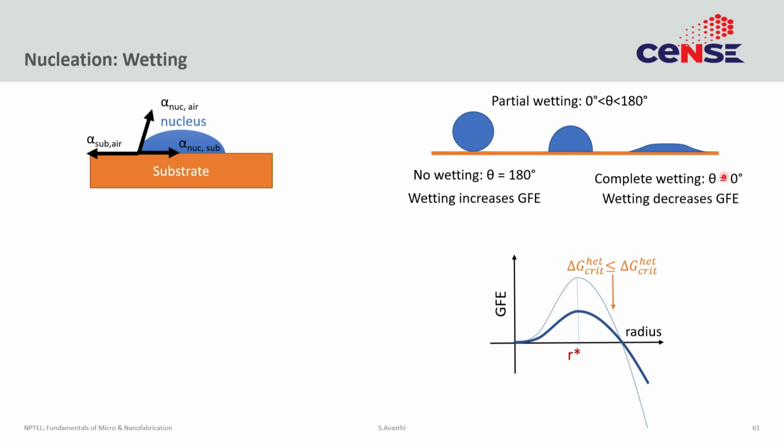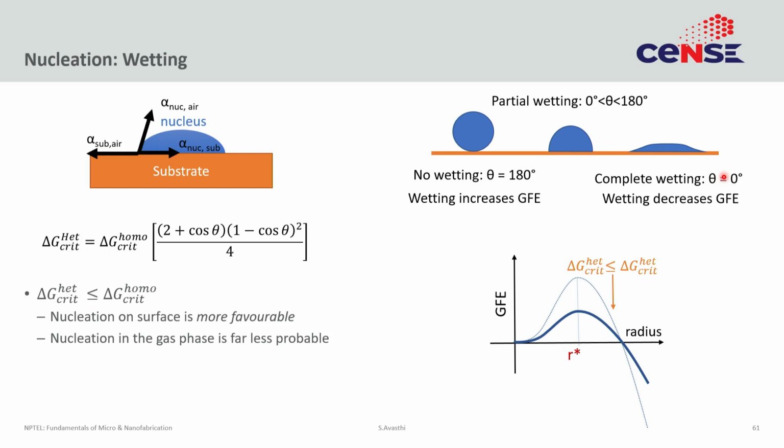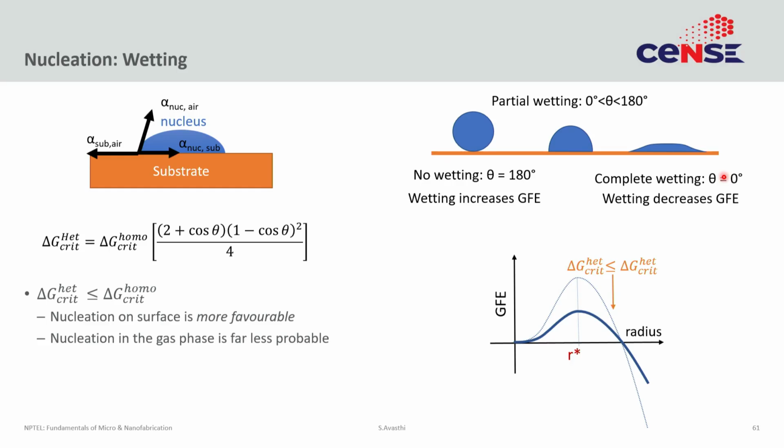Now, if you look at this formula, which we shall not derive, and I shall not ask you in exams to remember this, you notice that the delta G of this heteronucleation is always less than the delta G of homonucleation. So, just look at this formula. It is (2 plus cos theta)(1 minus cos theta) squared by 4. This whole thing in square brackets is always less than 1 for all theta between 0 and 180 degrees.